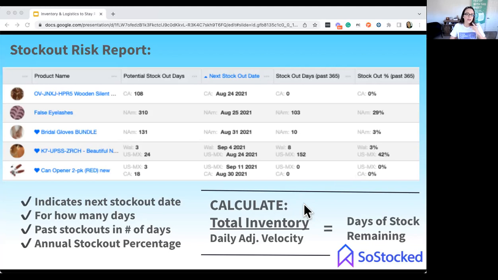The formula for anyone not using SewStock, as this all happens automatically in SewStock, is this: your total amount of inventory divided by your daily adjusted velocity will equal your days of remaining stock. And from that, you can then estimate when you would be out of stock.